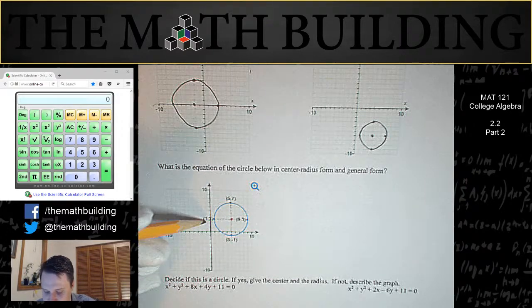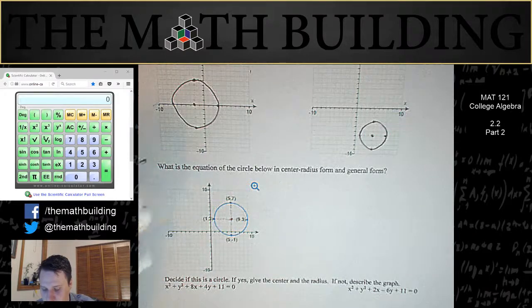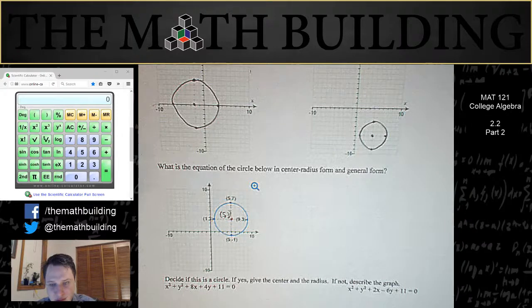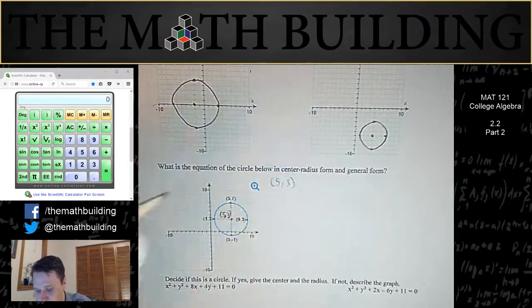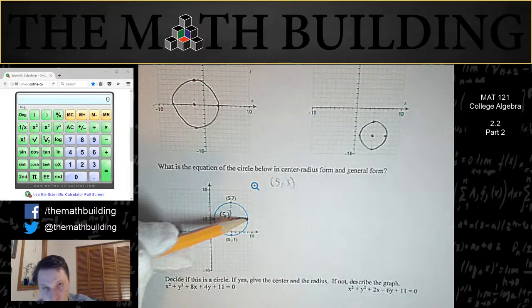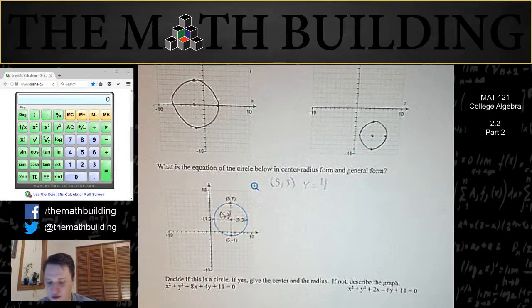So I noticed that this x value here is 5 and 5, and this y value here is 3 and 3, so we have a center of 5, 3. Or 1, 2, 3, 4, 5, 1, 2, 3. So we have a center of 5, 3. Let's see what the radius is. 1, 2, 3, 4. R equals 4, so that's our radius, and make sure you count that carefully.